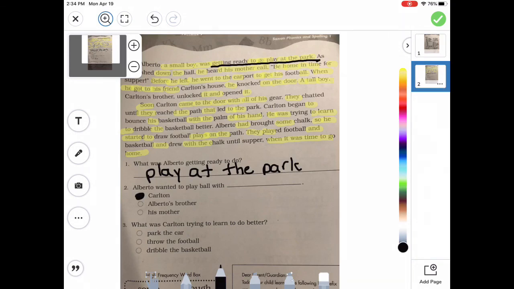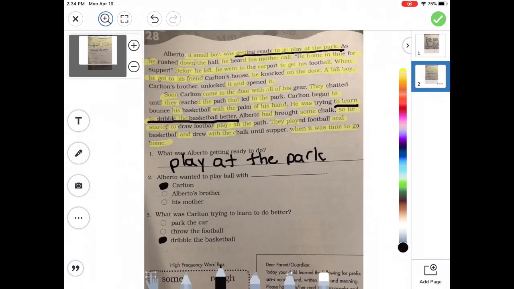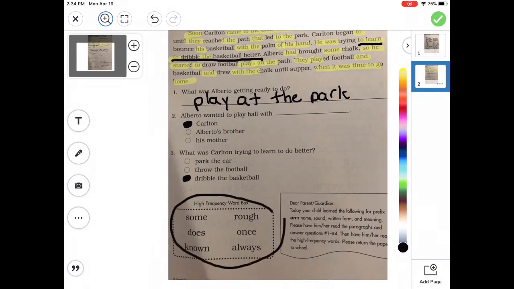What was Carlton trying to learn to do better? It says he was learning to dribble the basketball. Park the car, throw the football, or dribble the basketball. Very good. All right, guys, you can try to read our sight words down at the bottom, and then you're finished for the day. You did a great job.